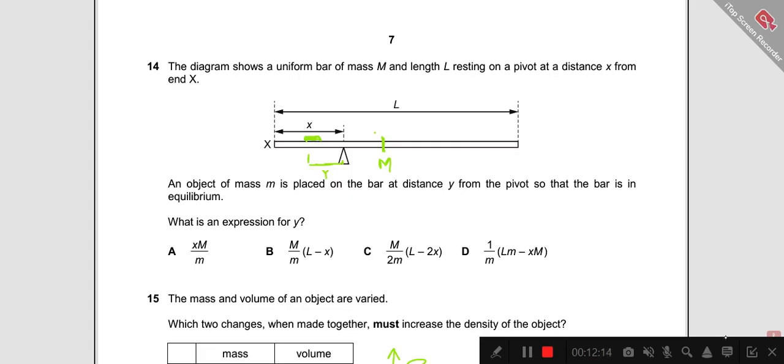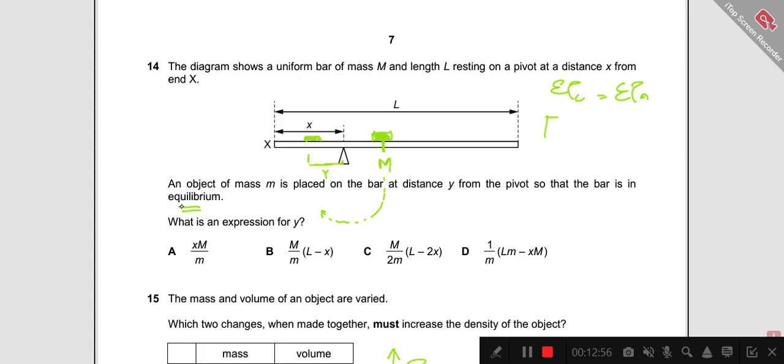Now we have to write a formula for y, since they've said that when the object is placed at y, the rod will be in equilibrium, and for equilibrium, the sum of clockwise torques should equal the sum of anti-clockwise torques, right? That is, force into moment arm on the right should equal force into moment arm on the left. So let's first see the weight that is acting here, the weight of the rod itself, right? And because it is vertically downward, it will generate a torque that is clockwise.